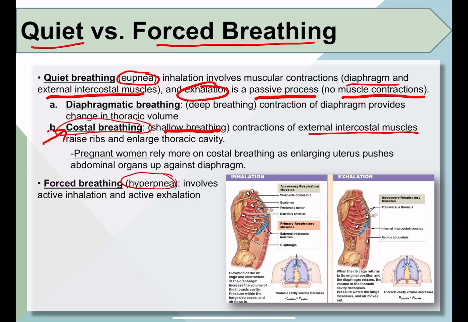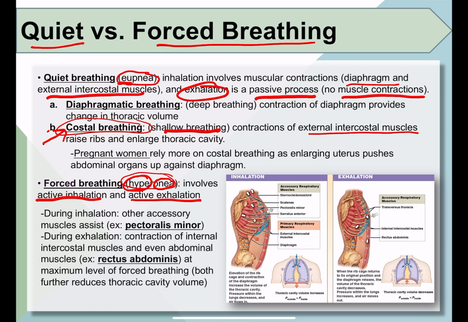So you can already tell, pnea means breathing, and hyper means too much. Eu usually means somewhere around the normal range. Okay, so eupnea, hyperpnea. So hyperpnea involves both active inhalation and active exhalation. Active meaning both will require muscle contraction of some sort. Okay, so in quiet breathing, exhalation is a passive process. In forced breathing, both inhalation and exhalation become an active process where they both require muscle contraction.